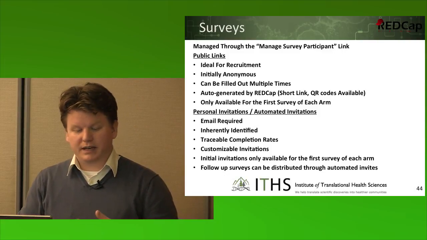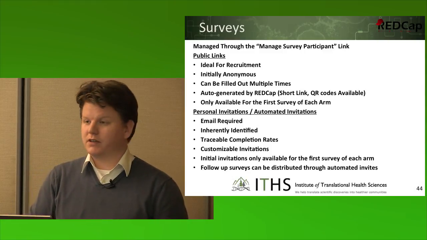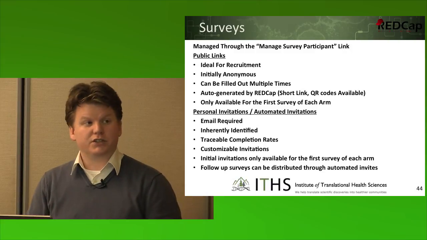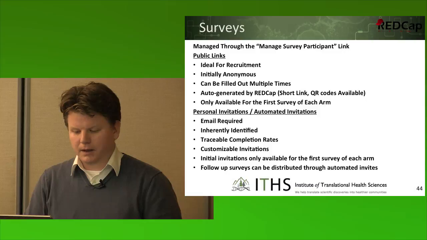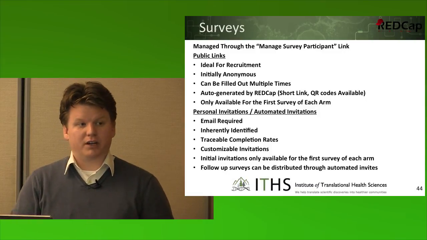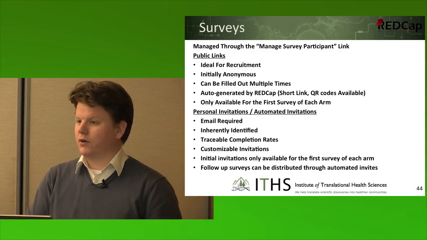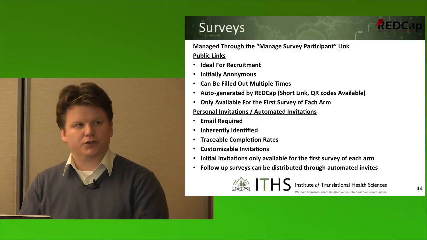And that brings us to traceable completion rates. If you do personalized invitations, you can see who filled it out. Same with automatic invitations. You can see who filled out the follow-up surveys and who didn't. Personalized invitations are also only available for the first survey of each arm. The automatic invitations are available for all the other follow-up surveys. So that's the difference between the two.